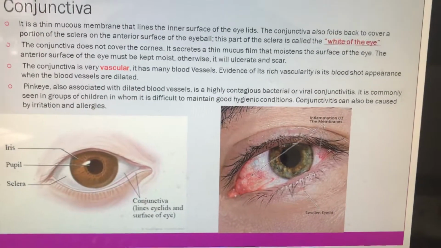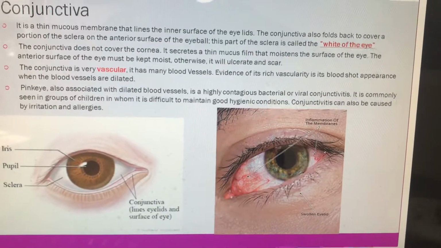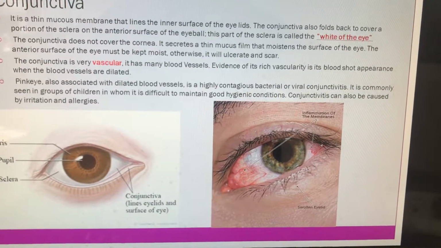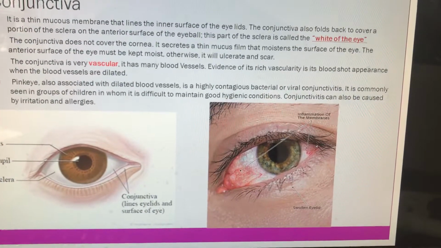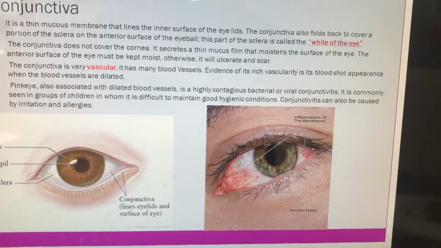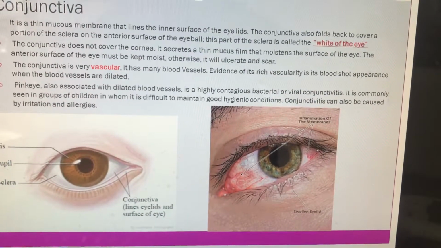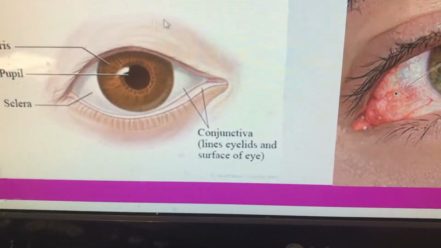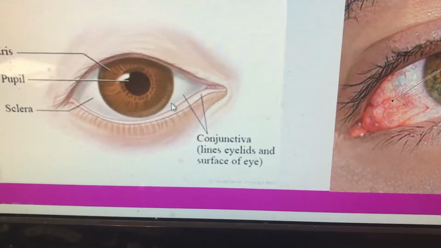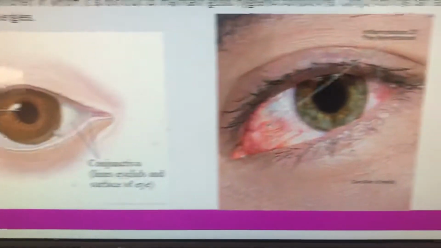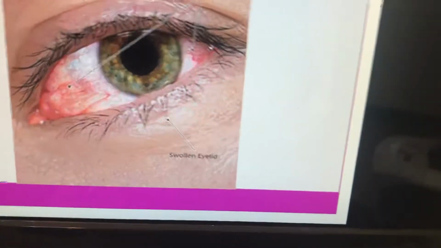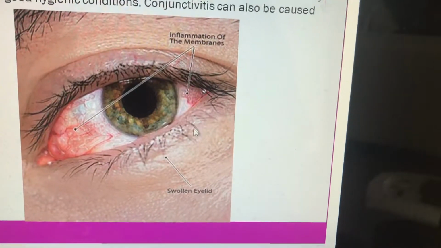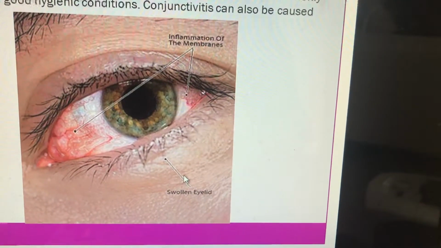It has many blood vessels, and evidence of its rich vascularity is the bloodshot appearance when the blood vessels are dilated. Pink eye, also associated with dilated blood vessels, is a highly contagious bacterial or viral conjunctivitis, and it is commonly seen in children who don't maintain good hygienic conditions. It can also be caused by irritation and allergies. So let's take a look. This is your conjunctiva, that inner lining. And in a person with pink eye, you're going to see where it's reddened here. There's inflammation. The eyelid is swollen.